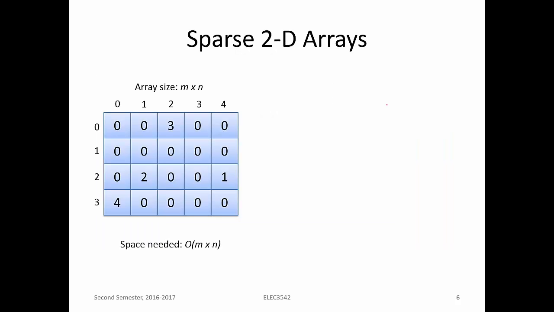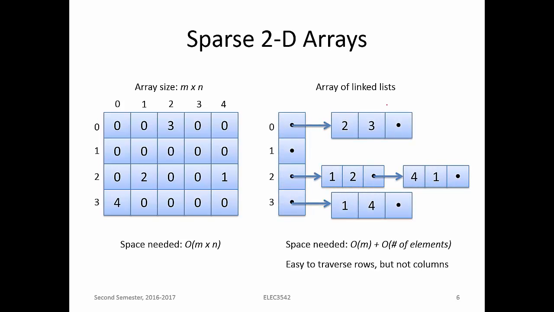Next, we study sparse 2D arrays or sparse matrices. Given a 2D array of m rows and n columns, we need big O of m times n space to store it in a normal way. There are several ways to store sparse 2D arrays in a memory-efficient manner. The first one is by an array of linked lists as shown.